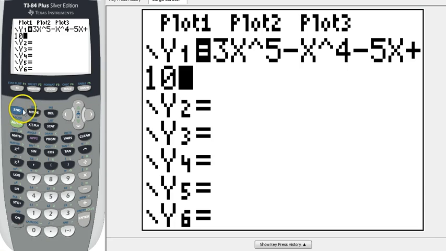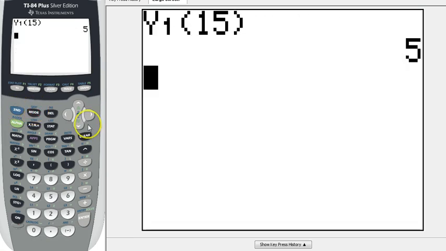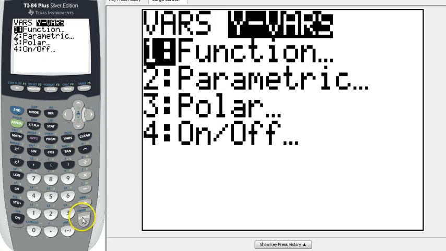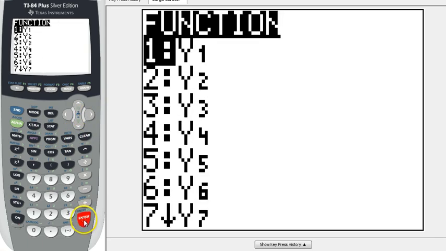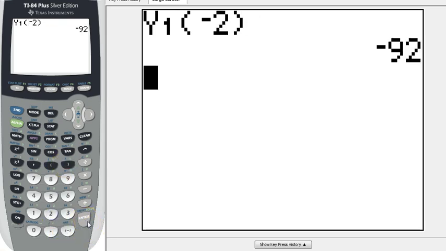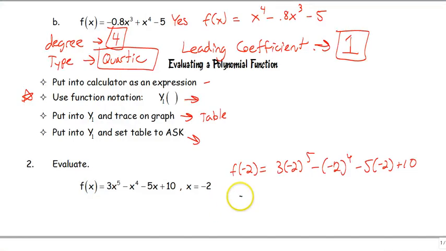I'm going to hit second mode to get back to the home screen now. And remember, you go to vars, move over to yvars, hit enter on function, hit enter on y1. I want to know what y1 is when x is -2. And you hit enter and you get -92. That should be your answer. So my function when x is -2 is -92.